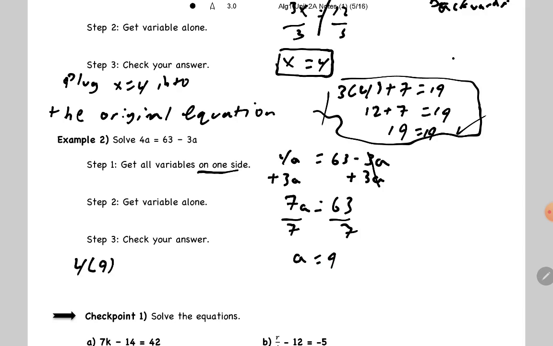Now we're going to check our answer. 4 times 9, does that equal 63 minus 3 times 9? So I'll get 36 equals 63 minus 27, and we'll get 36 equals 36.